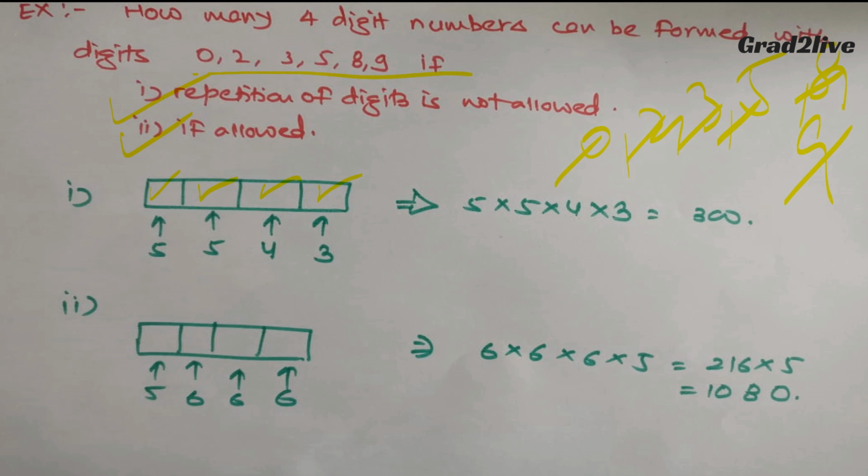So if I take this box, I can fill it in 6 different ways, right? If I take this box first, I can fill it again in 6 different ways. If I take this box first, I can again fill it in 6 different ways, right? Because there are 6 digits. But if I take this box first, I can fill it in only 5 different ways. Why? Because I cannot put 0 over here. If I put 0 over here, it becomes a 3-digit number.